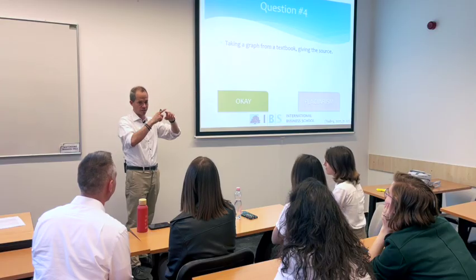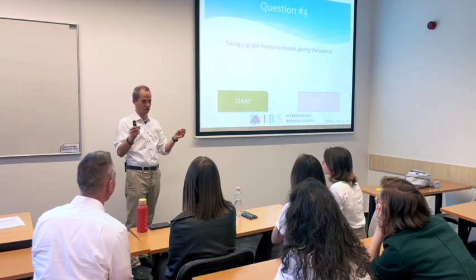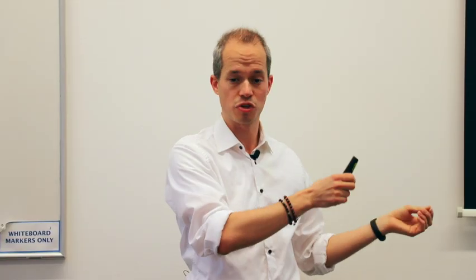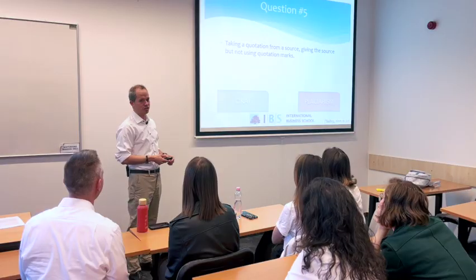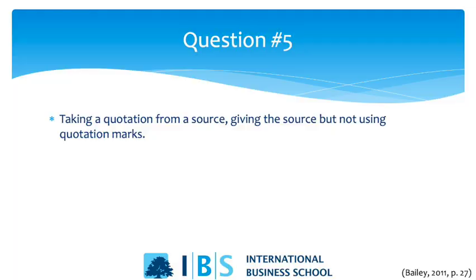It is okay. Why? It's not text. It's just a graph. Okay, it's a visual image, the graph, the visualized data, and I gave the source. I don't need to do anything else. I just indicated that this graph is taken from this source. So question number 5, taking a quotation from a source, giving the source, but not giving quotation marks.